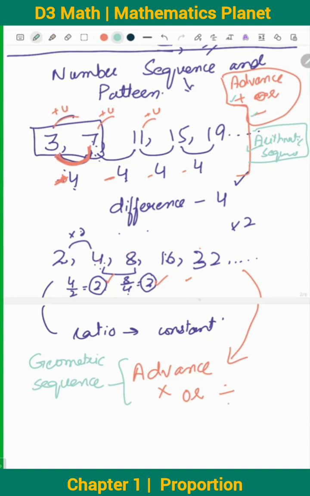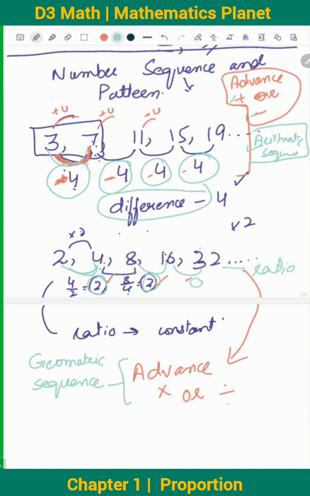The sequence in which the ratio is constant is called geometric sequence. This is also called advanced multiplication or division. In the arithmetic sequence, between any two consecutive terms, the difference is common. But in the geometric sequence, between any two consecutive terms, the ratio is common. So one is talking about difference, and the other is talking about ratio. So there are two different sequences that we have to study. One is called arithmetic sequence that talks about addition and subtraction. One is called geometric sequence that talks about multiplication and division.